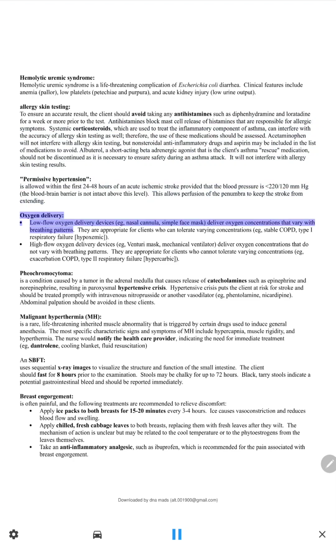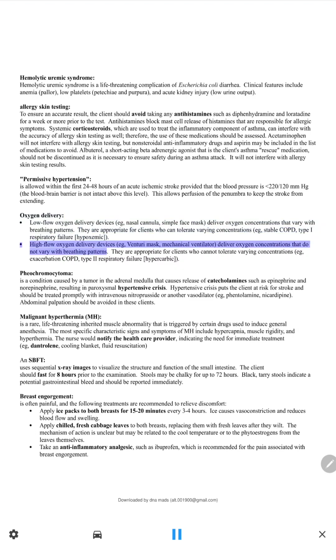Oxygen delivery. Low-flow oxygen delivery devices, e.g., nasal cannula, simple face mask, deliver oxygen concentrations that vary with breathing patterns. They are appropriate for clients who can tolerate varying concentrations, e.g., stable COPD, type I respiratory failure.